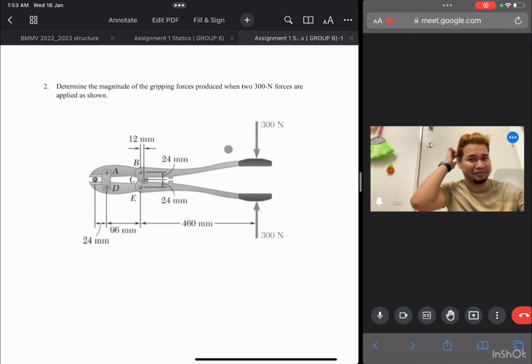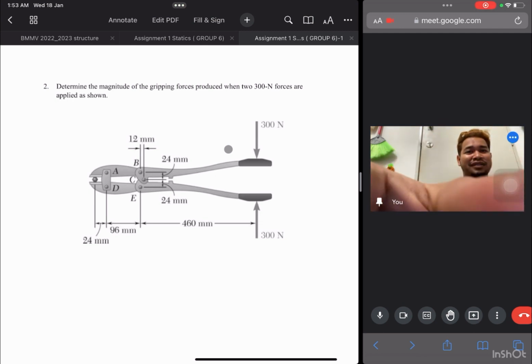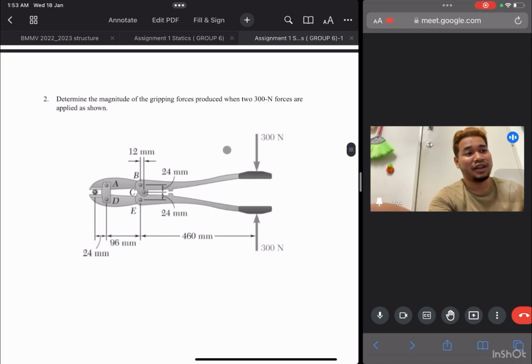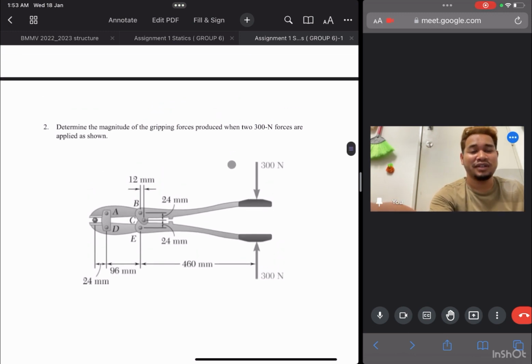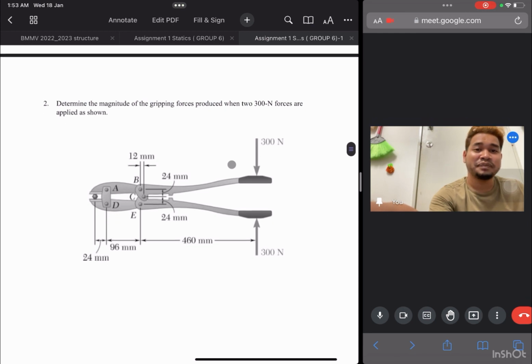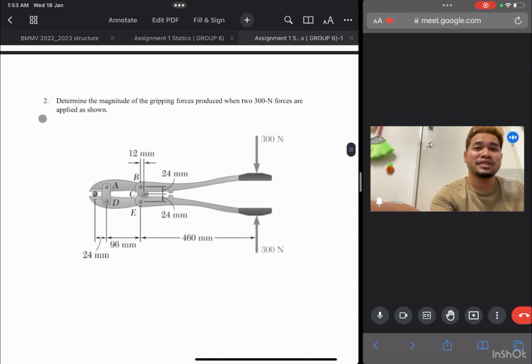Hi, Assalamualaikum. So I proceed to the next question. My name is Muhammad Izzuddin Bin Rajimin. So I will explain to you how we solve question number 2.